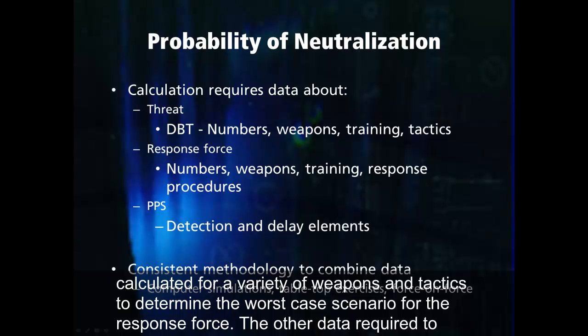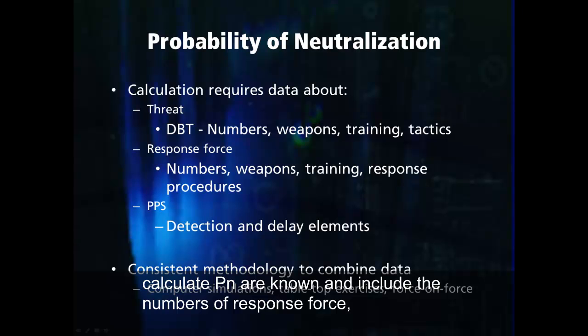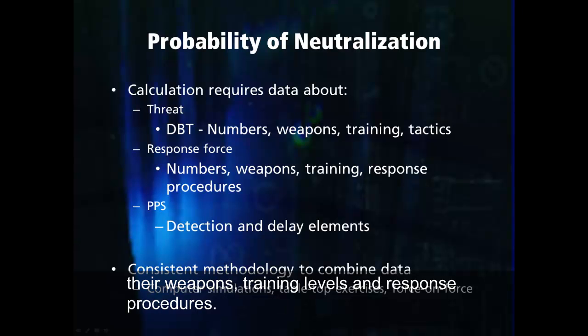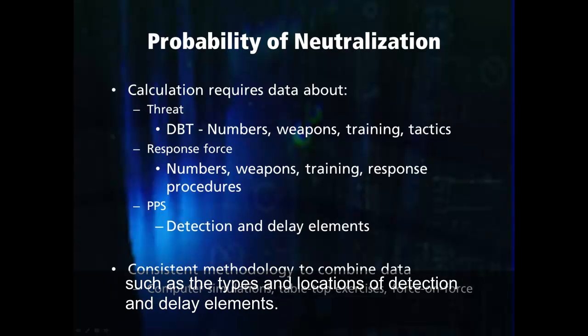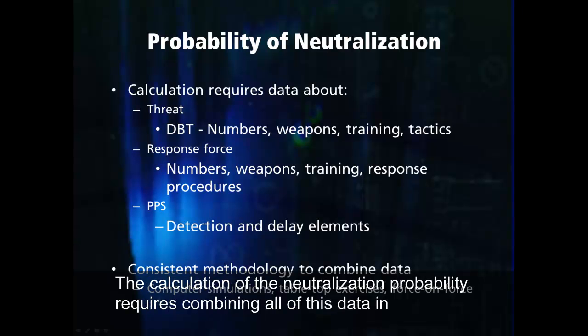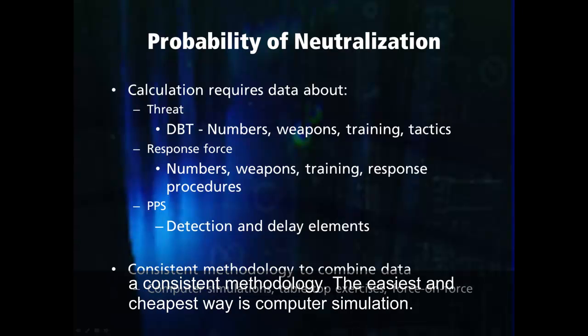The other data required to calculate the probability of neutralization are known and include the numbers of response force, their weapons, training levels, and response procedures. Information about the physical protection system must be included in the neutralization analysis, such as the types and locations of detection and delay elements. The calculation of the neutralization probability requires combining all of this data in a consistent methodology. The easiest and cheapest way is computer simulation.